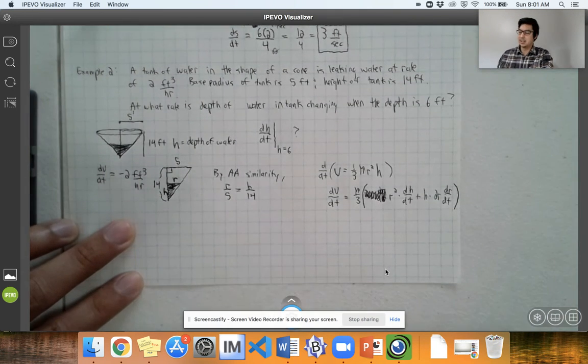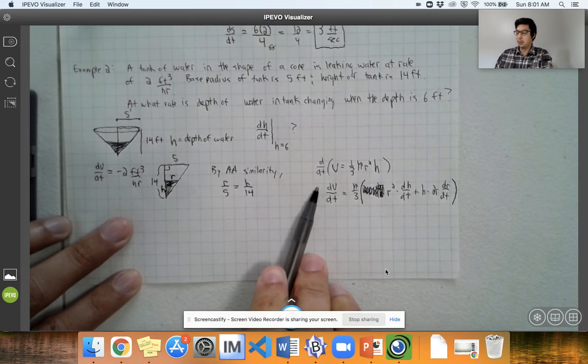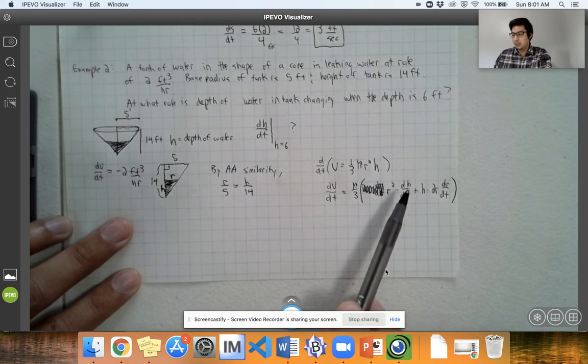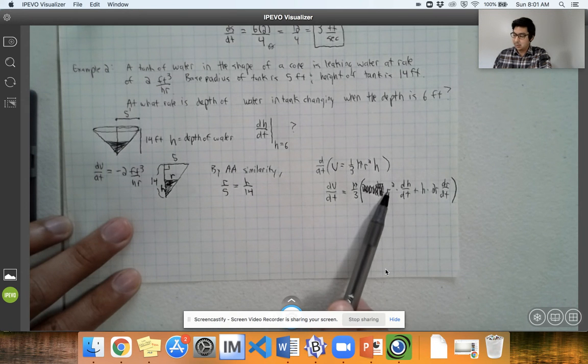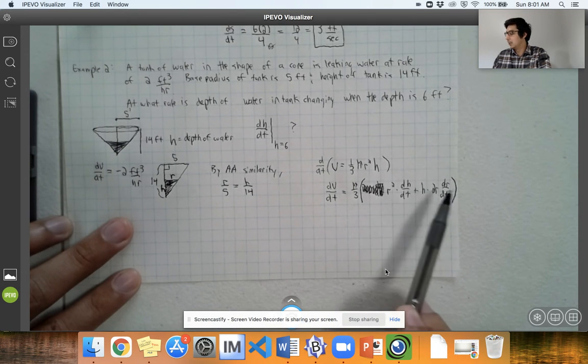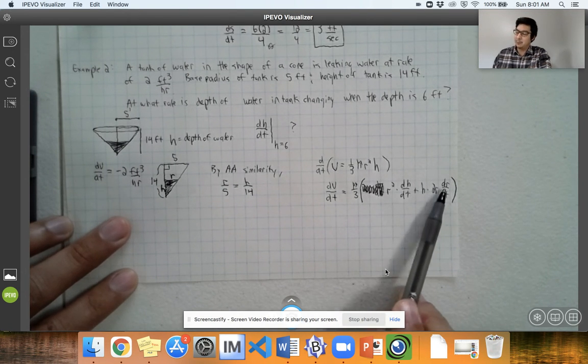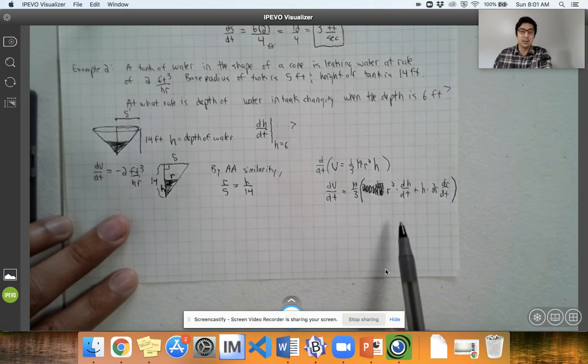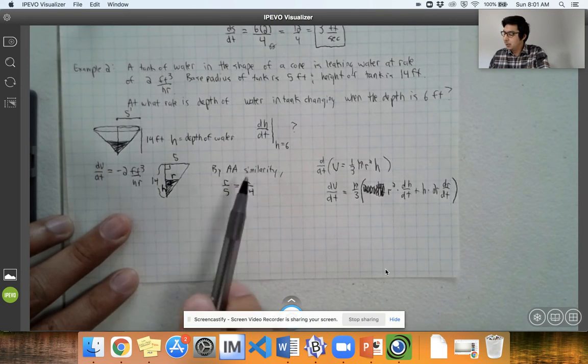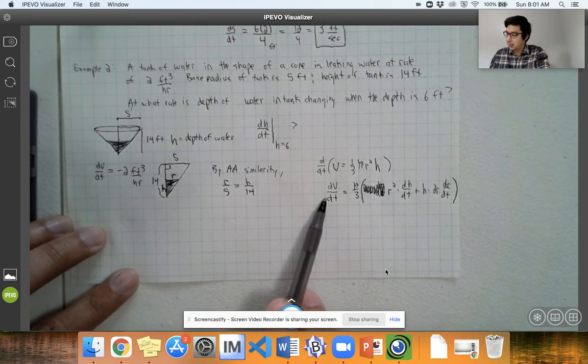And notice what we get is that the volume depends on knowing the rate at which the depth of the water is changing. You need to know the radius of the water. You need to know the height at which the water is. You need to know the rate at which the radius is changing. So basically, there's a lot you need to know here. But the information we have, we only knew dV/dt, so we could plug that in.